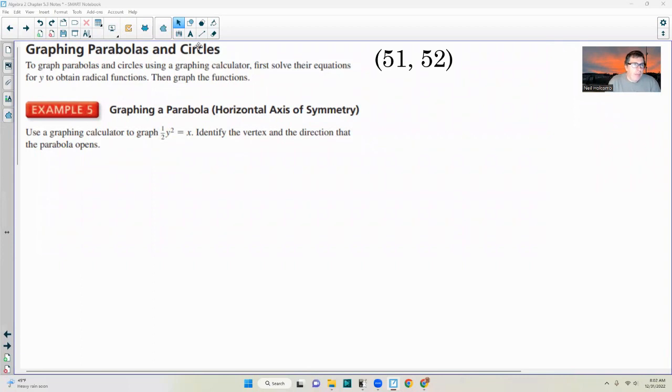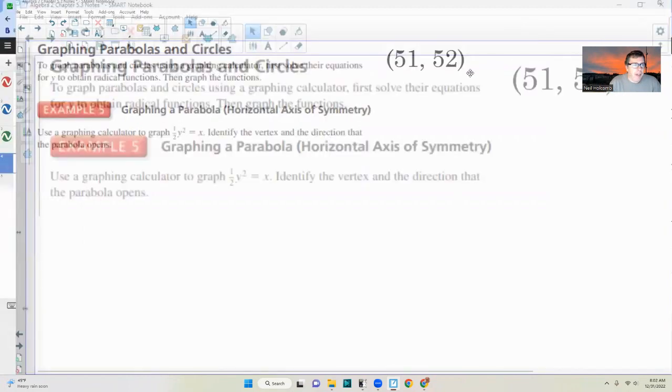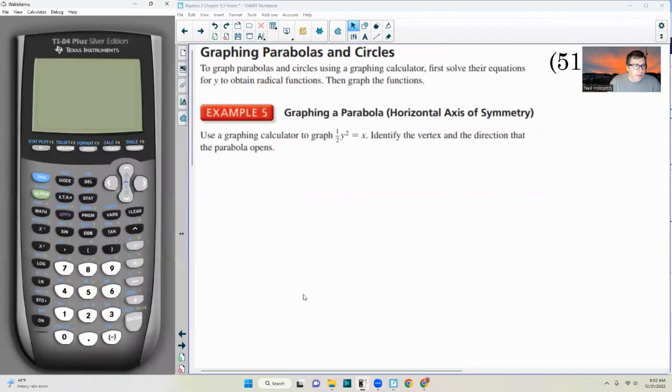Okay, graphing parabolas and circles. To graph parabolas and circles using a graphing calculator, first solve their equations for y to obtain radical functions, then graph the functions. So let me get my calculator. Turn it on, clear it. All right, so here we go. Graphing a parabola, horizontal axis of symmetry. Use a graphing calculator to graph 1/2 y squared equals x.